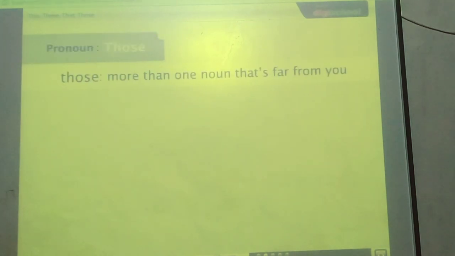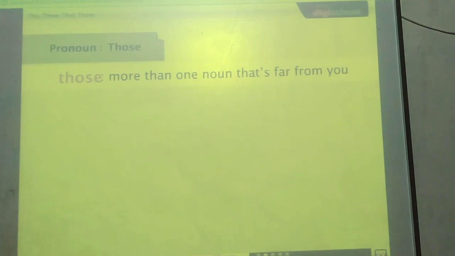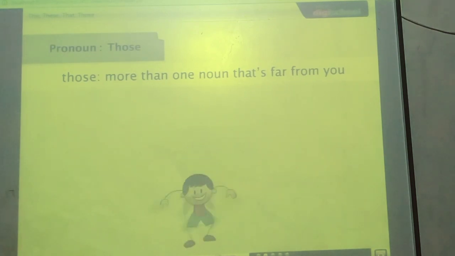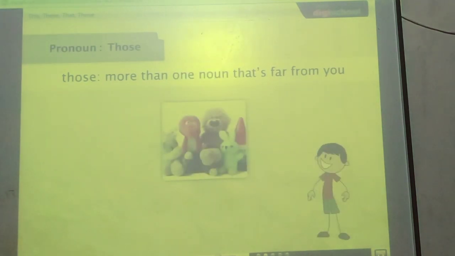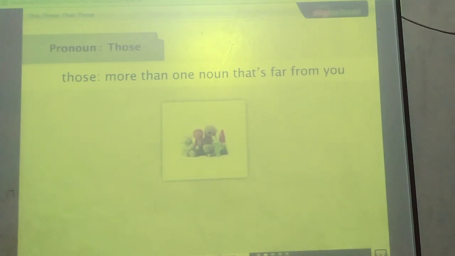You use the pronoun those when you point out to more than one noun that's at a distance or far from you. In the picture, you can see many toys that are far away. So you would say, those are toys. Here, the word those is a pronoun.